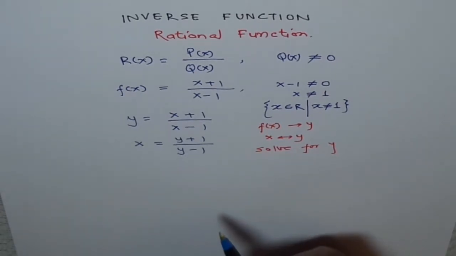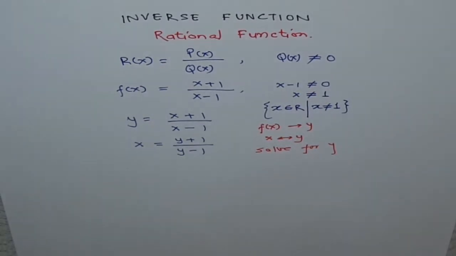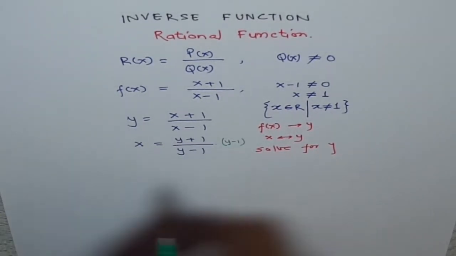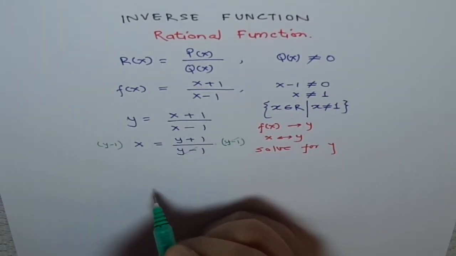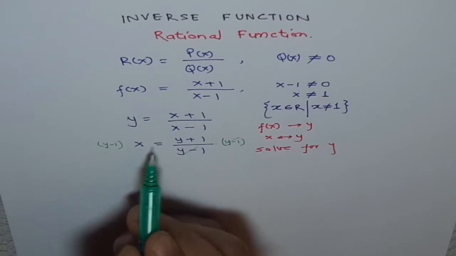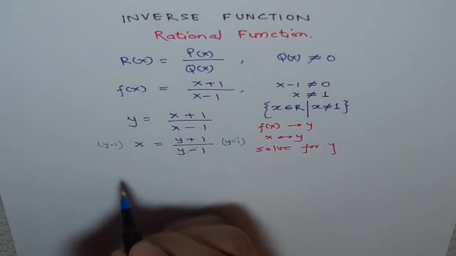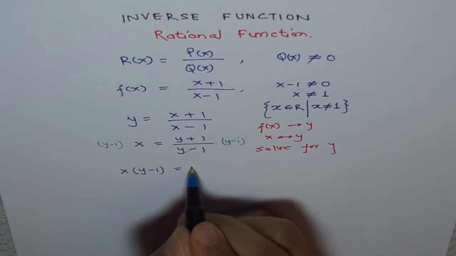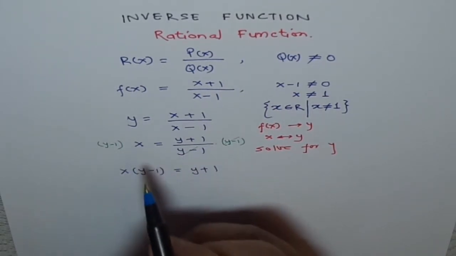How to solve for y here? The easiest way is to multiply both sides by y minus 1. If we multiply by y minus 1 on both sides, then these get cancelled out. Do you see that? And you get x times (y minus 1) equals y plus 1. So we'll write this as x times (y minus 1) equals y plus 1. Sometimes we call this operation cross multiply.